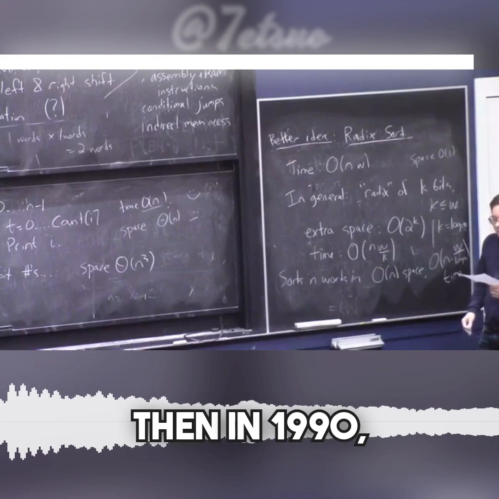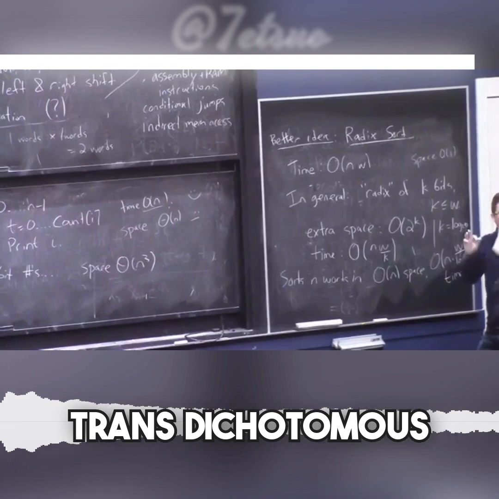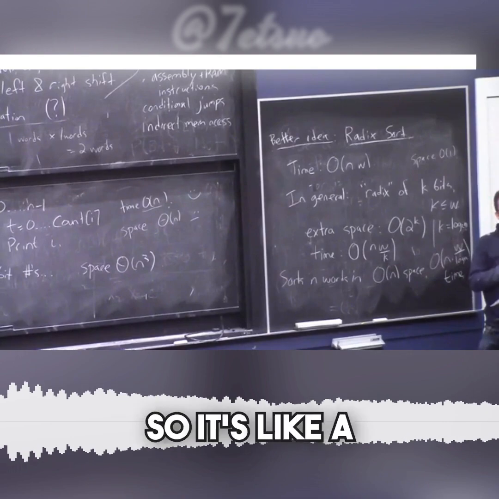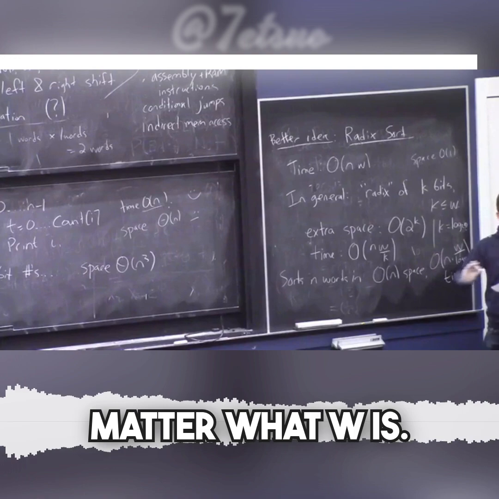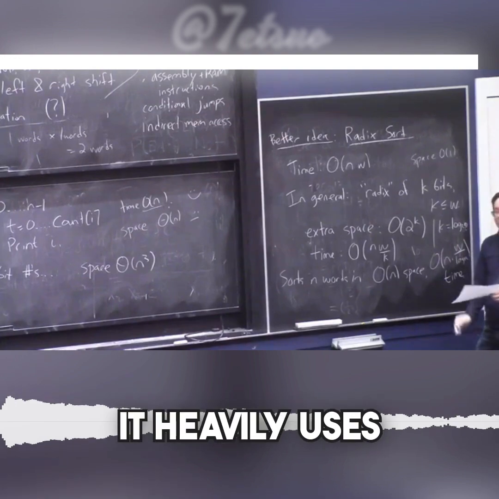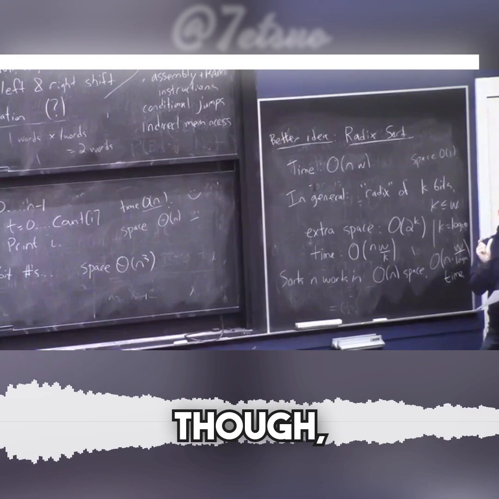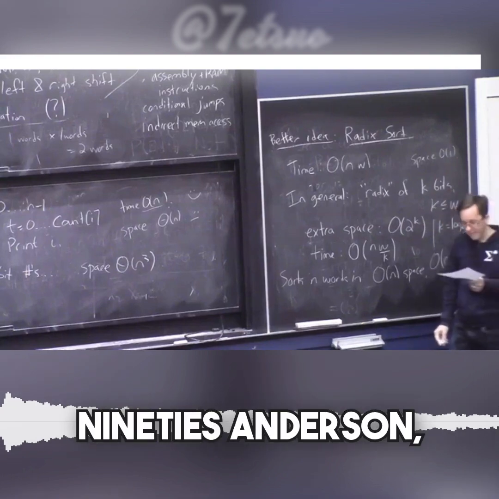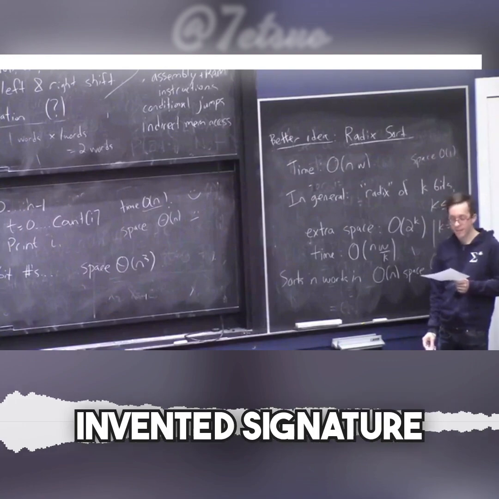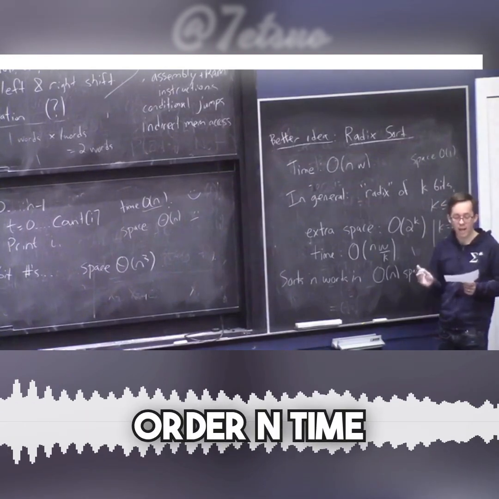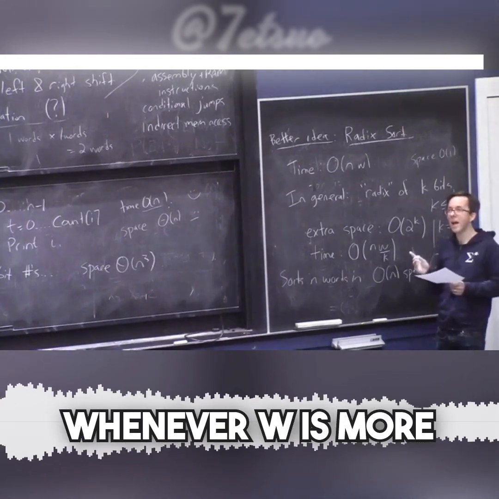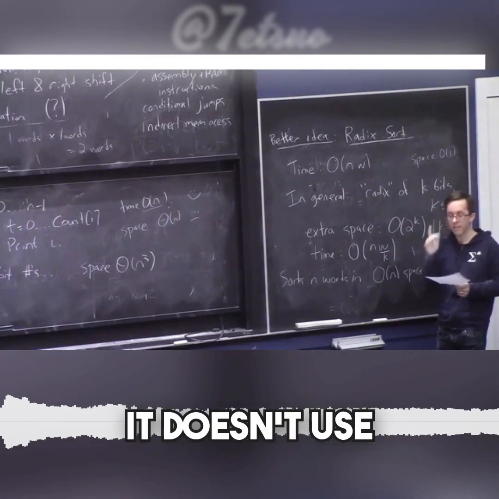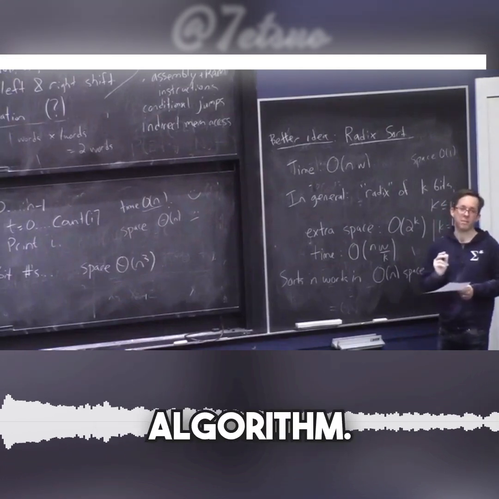Okay, then in 1990, Fredman and Willard got a transdichotomous result that just works for any w at all, and it's n times log n over log log n. So it's a little bit better than n log n, no matter what w is. And in particular, it heavily uses the multiplication instruction, though. So that's arguably a downside. Then in the 90s, Andersson, Hagerup, Nilsson, and Raman invented signature sort, which gives you order n time whenever w is more than log squared n, which basically covers almost all cases. It doesn't use multiplication, but it's a randomized algorithm.